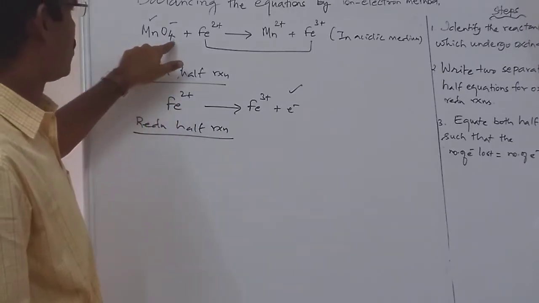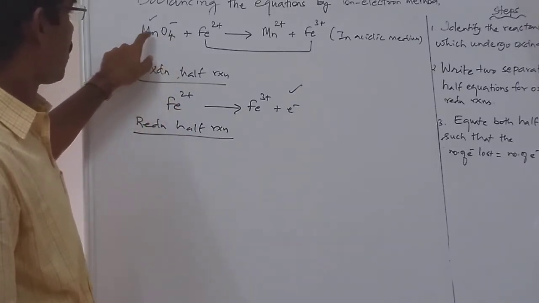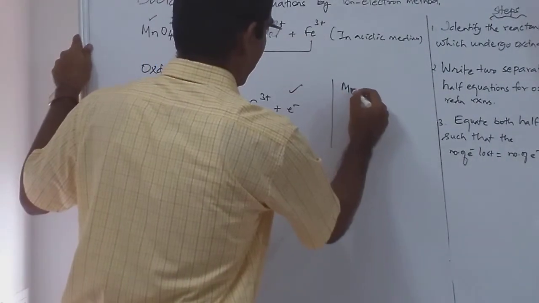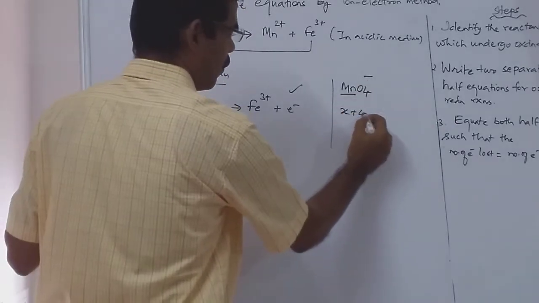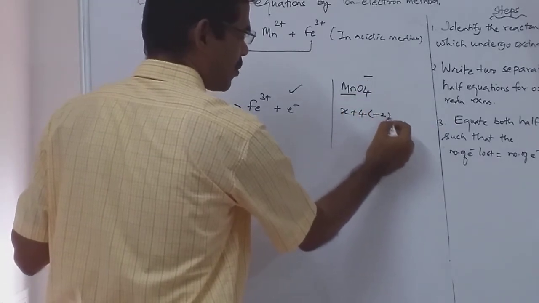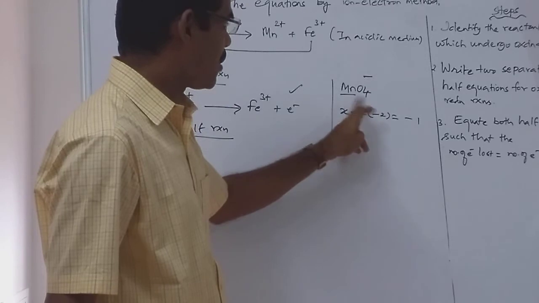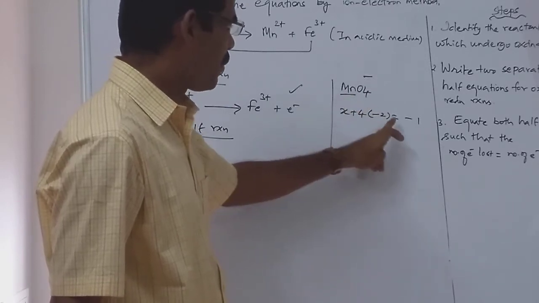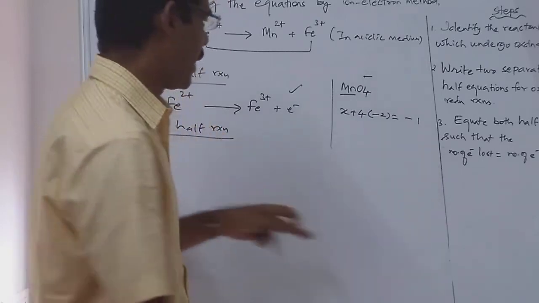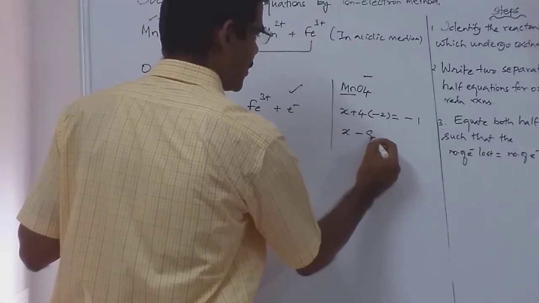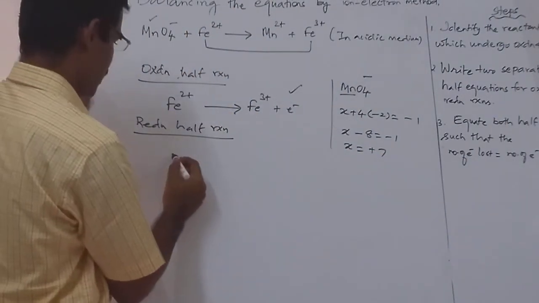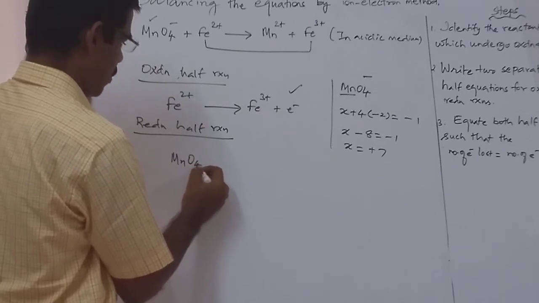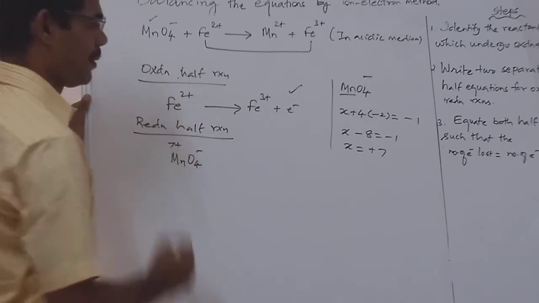Now, let me calculate and tell you the oxidation number for manganese. Take MnO4 minus. Let it be X plus 4 into minus 2, since for each oxygen the oxidation number is minus 2. It is equal to minus 1 because this is a polyatomic ion. The algebraic sum of the oxidation numbers of the elements should be equal to the charge carried. So X minus 8 is equal to minus 1, so X is equal to plus 7. In MnO4 minus, the oxidation number of manganese is 7 plus.